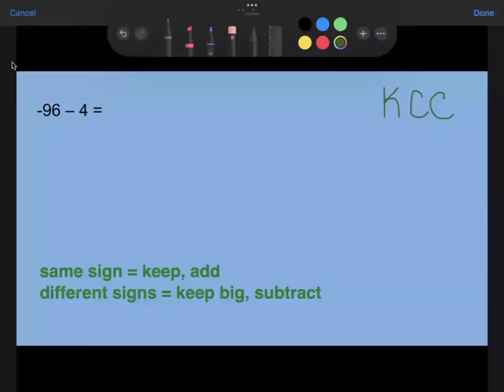So keep means we're keeping that first integer the same. So we're going to keep that as -96. We're going to change from subtraction to adding. And then we're going to change the sign of the second integer from a +4 to a -4. So I'm going to rewrite that like so. Now, both of those integers are the same sign, which means they are both negative. So we're going to keep that negative sign. And then we're going to have to add those numbers together. Well, 96 plus 4 is equal to 100. So the answer to this, -96 minus 4, is -100.